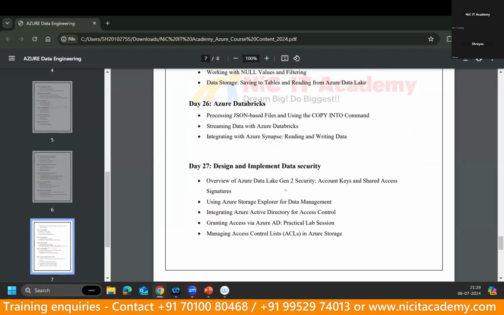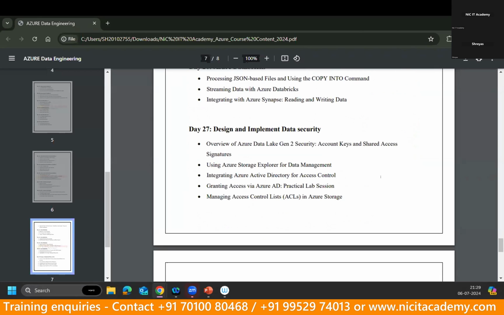And then we'll talk about data security as well, because when you're managing data, when you're cleaning data, when you're storing data, when you're transferring data from one place to another, it becomes very important for you to also manage the security of that data. Because there can be a lot of sensitive information in the data that you are processing. So data security is also one of the most important features in Azure.